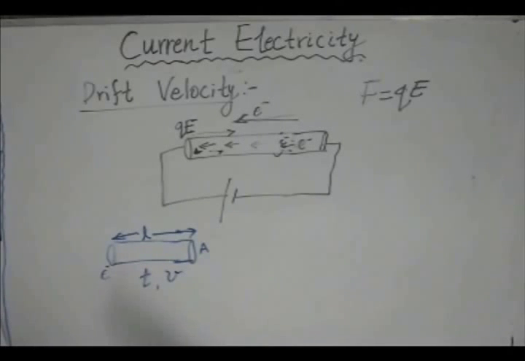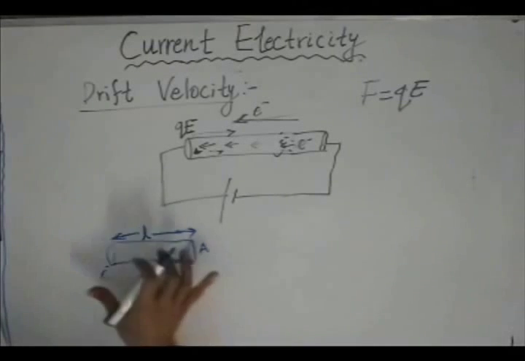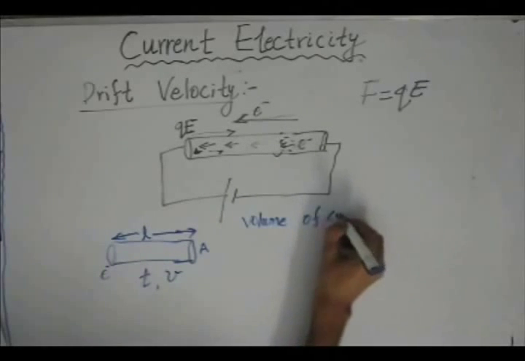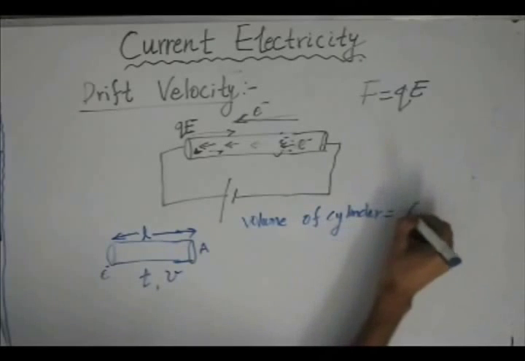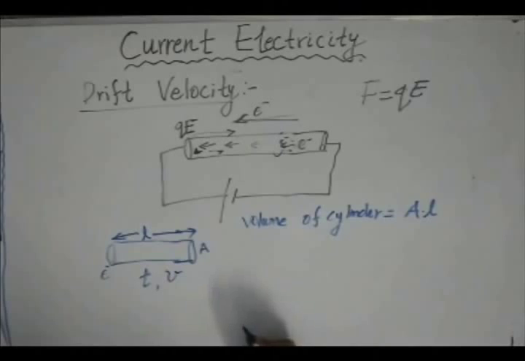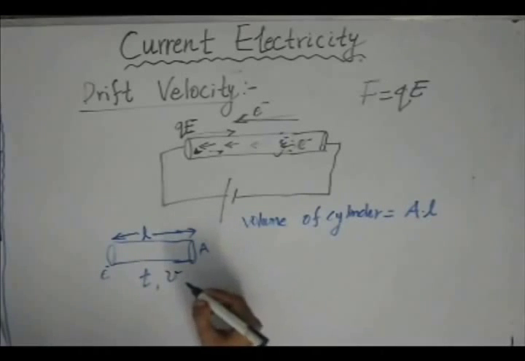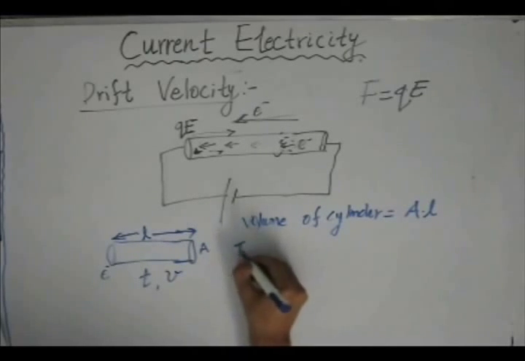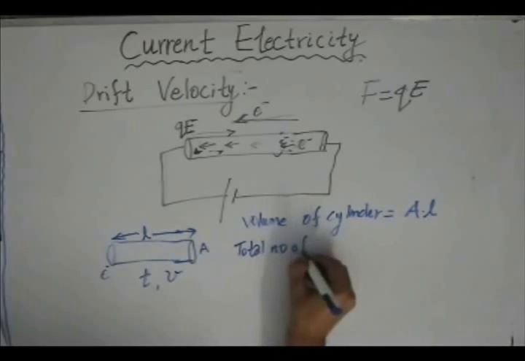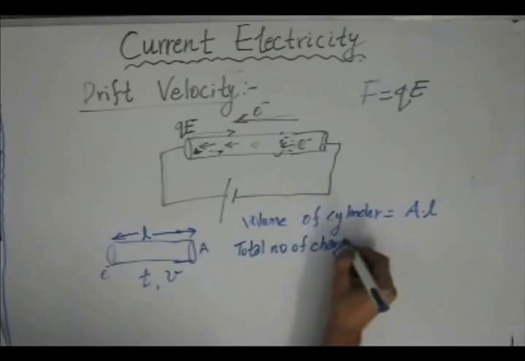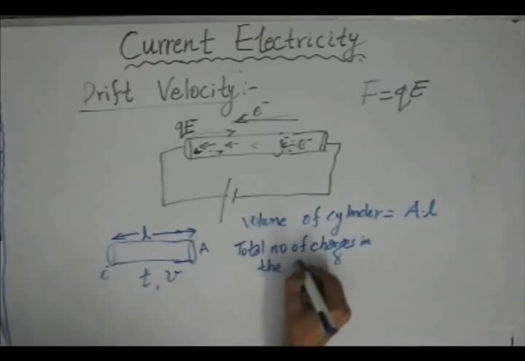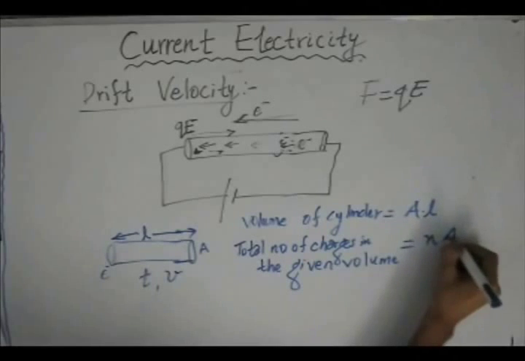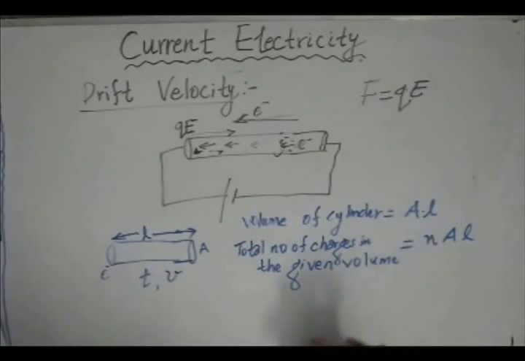Now suppose the area of cross section of the cylinder is A. If we want to find the volume of the cylinder, this is in cylindrical form, so the volume of the cylinder would be A times L. Now if there are n free electrons present per cubic meter, the total number of charges in the given volume would be nAL, where n indicates the number of electrons per cubic meter.